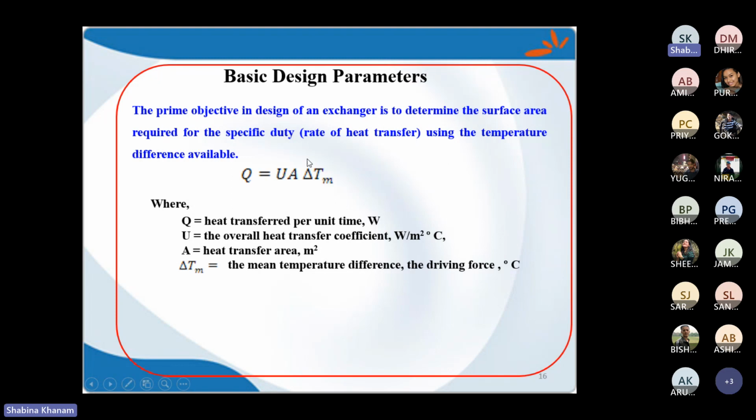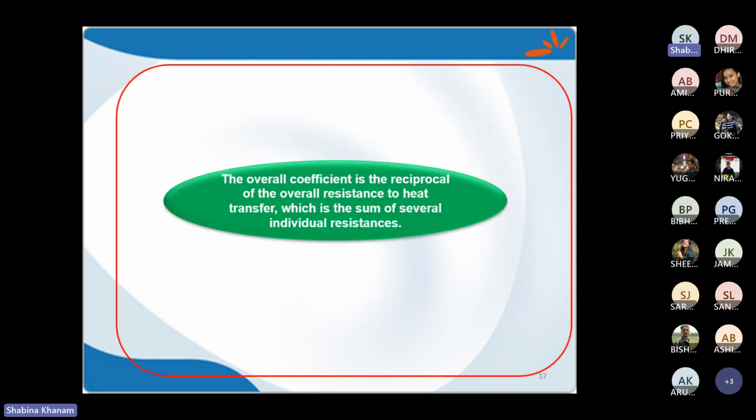If you fix these two, you can calculate the area because this amount is already fixed. Once you have this area, you will start calculating other things. If you already know the heat transfer area, then you will calculate how many tubes will be used to accommodate that area in a shell and tube heat exchanger, right? So I will first focus on the overall coefficient U and then delta T mean. The overall heat transfer coefficient is the reciprocal of the overall resistance to transfer heat, which is the sum of several individual resistances.